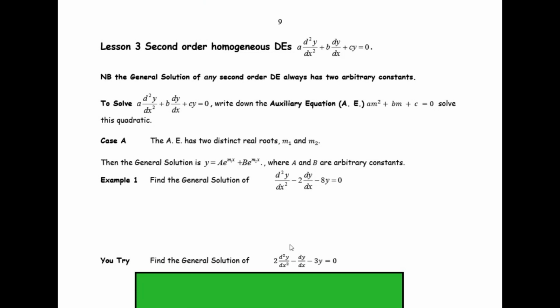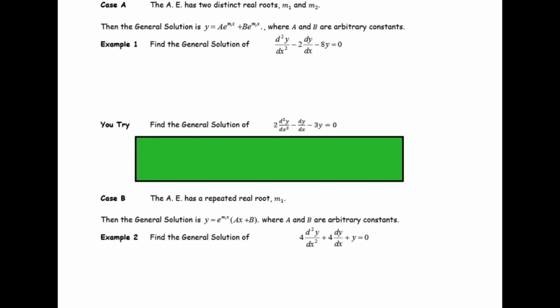Depending on how many solutions your quadratic has will depend on what the form of your general solution is. So you need to learn these 3 separate cases: if there are 2 real solutions, if there's a repeated solution, or if there are 2 complex solutions. There are 3 different cases that you need to learn. Okay. So let's have a look at this example one first here.